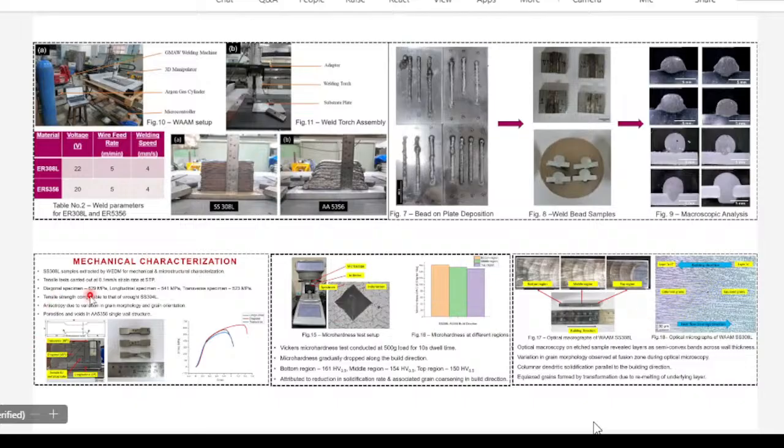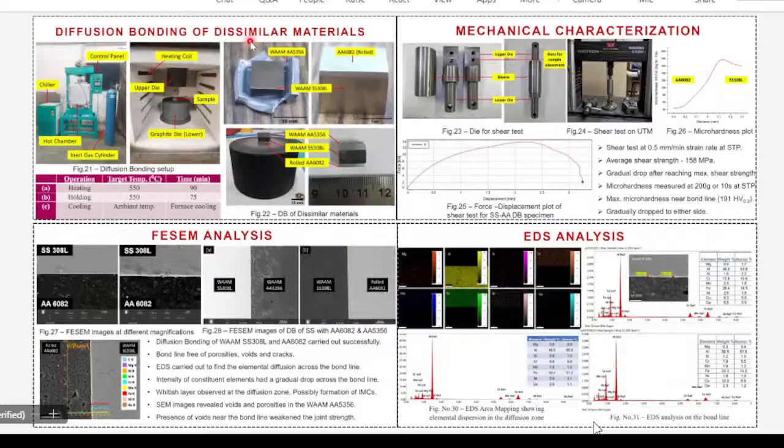You can see a diagonal specimen is having 629 megapascal, whereas the conventional material is having 550 megapascal. So we have achieved a higher tensile strength than the conventional material also. That is a significant change that we have made. And there's high hardness and this thing. And he has made a diffusion bonding of dissimilar materials and similar materials also.